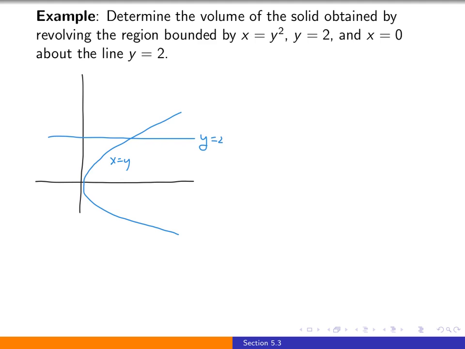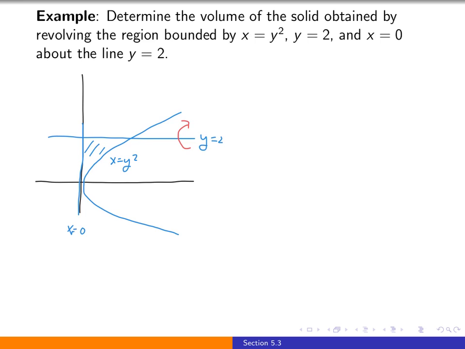X equals y squared. And x equals 0. Note x equals 0 is simply the y-axis. So we see this nice region enclosed. And what we would like to do is form the solid by revolving that region around the line y equals 2. Now, you could use the method of washers here just as easily as the method of cylindrical shells, but I want to use the method of cylindrical shells to illustrate how this works.